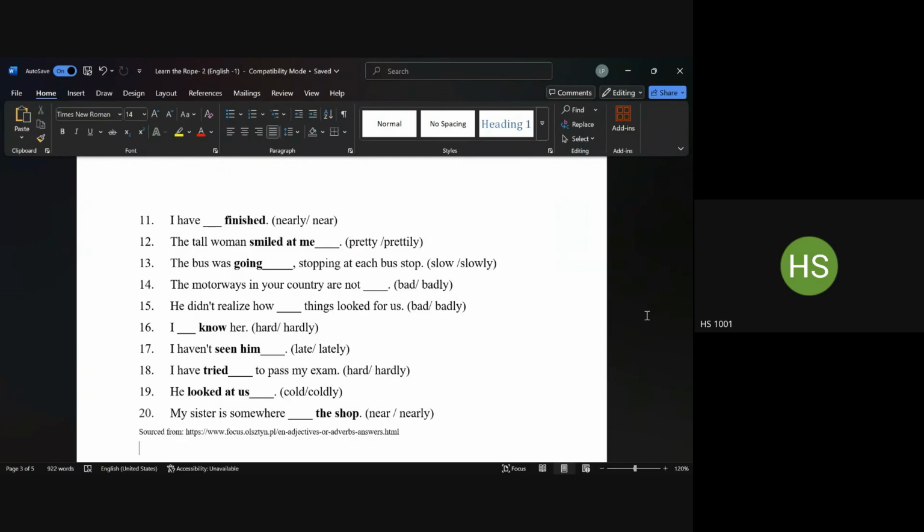Right. 14th one. The motorways in your country are not bad. Are not bad. He didn't realize how dash things looked for us. Badly. Now, this is about how things were looking for them, right? Nature of the verb. So, how badly things looked for us. 16th, I dash know her. I hardly know her. Hardly. Okay. I haven't seen him dash lately.